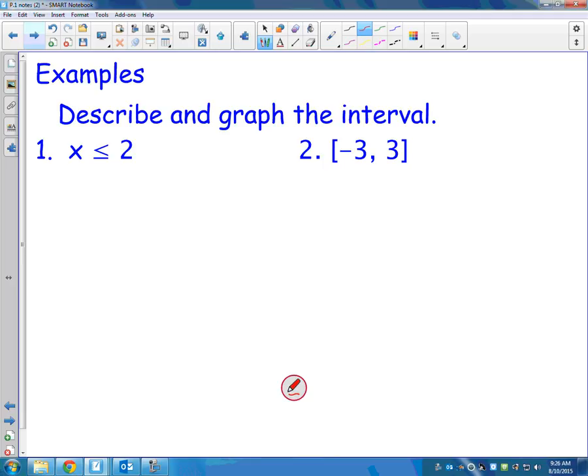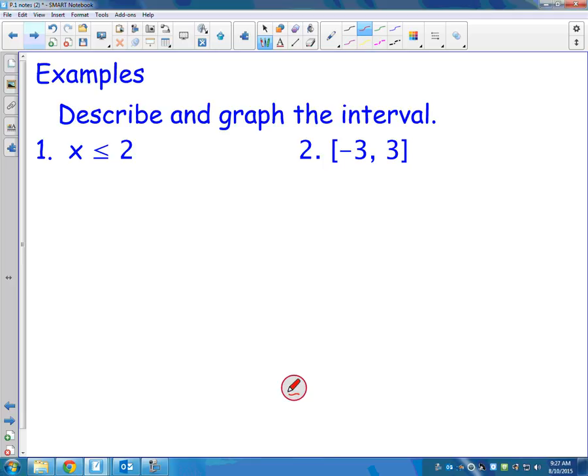Describe and graph the interval. The description part, they want you to use those vocabulary words, like bounded, unbounded, open, closed. And graph the interval, I just want to show you how they graph in upper level math. In previous math classes, you've always just used an open circle or closed circle to show whether the endpoint is included or not. But now they want you to use the parenthesis or the bracket. So just like you do for interval notation, they want you to use that on the number line.